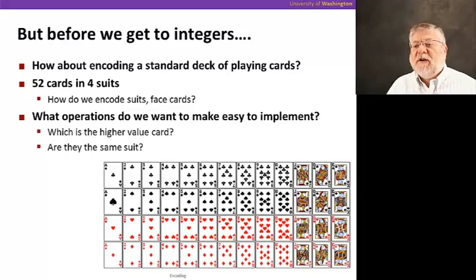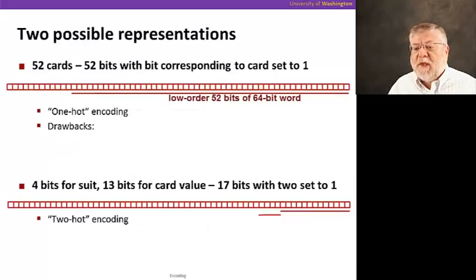Well, we could start by thinking about the operations we want to be able to do on the card. So we probably want to be able to tell if a card is higher than another or if they're the same suit. That might help us think about the kind of encoding we have. Let's take a look at some examples. So here's a very simple encoding to start with.